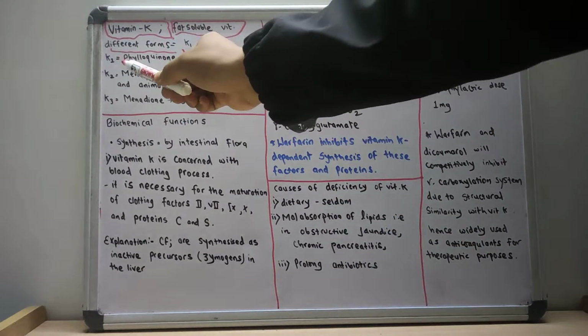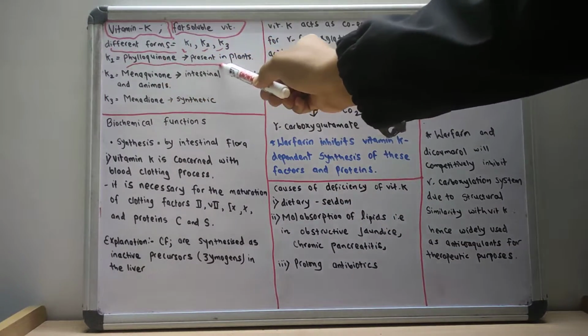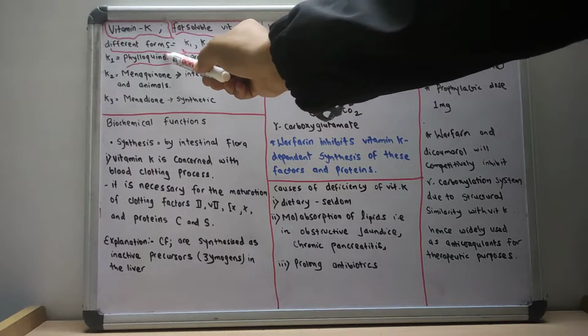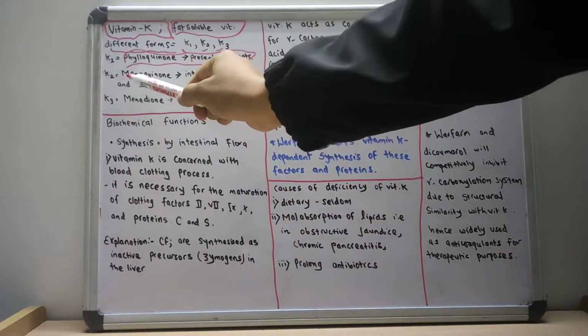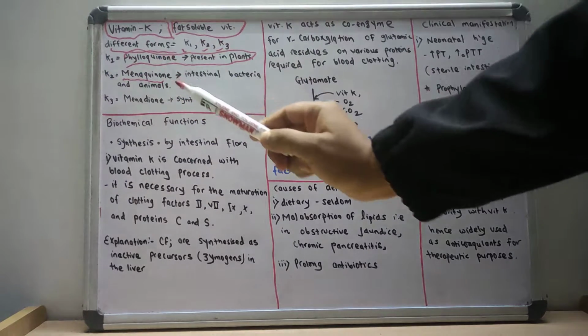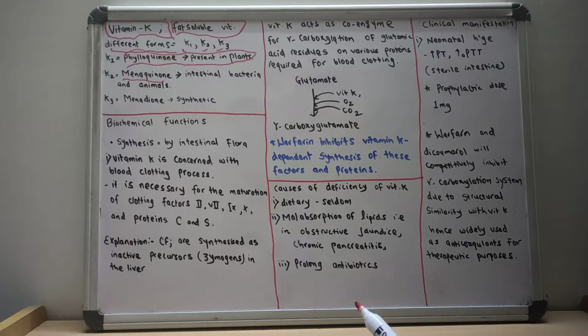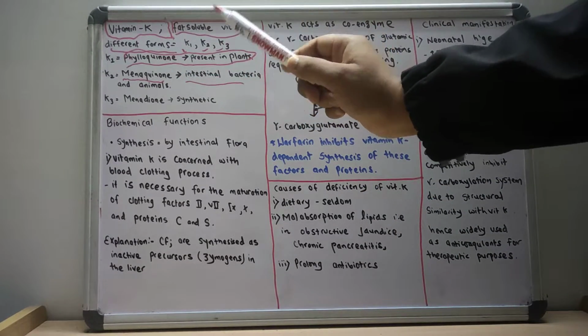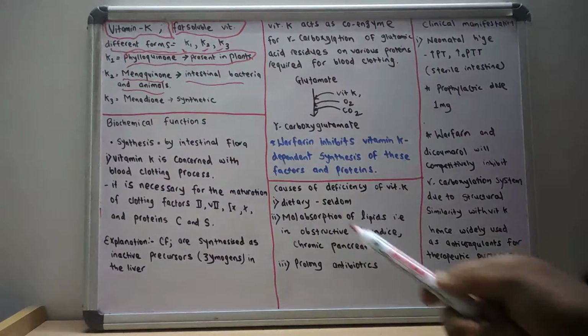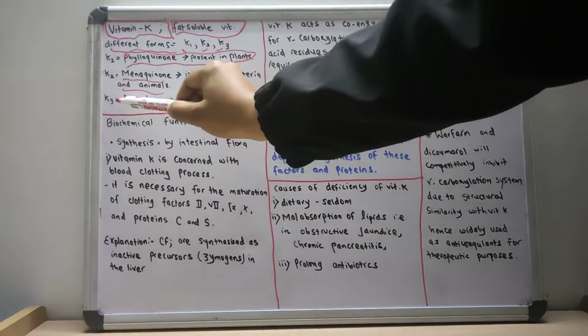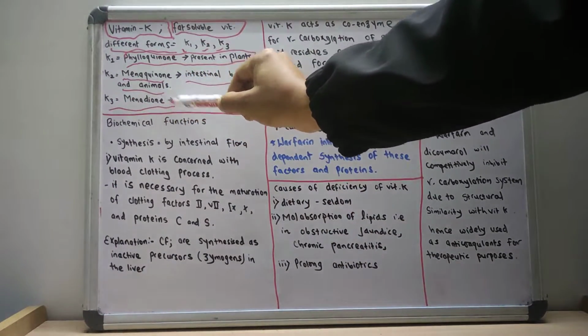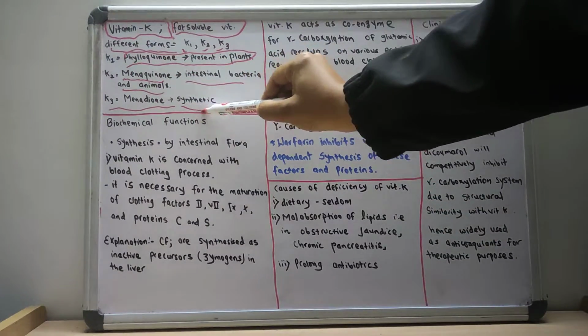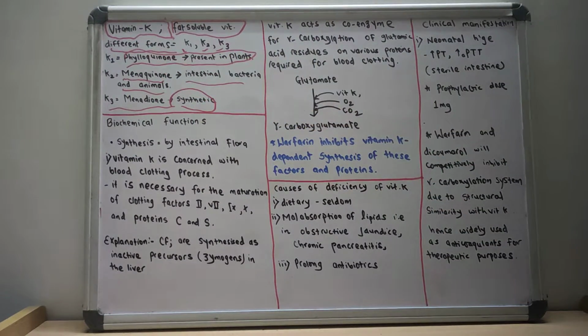K1 is phylloquinone. This phylloquinone is present in plants, and K2 is menaquinone. The K2 menaquinone is derived from the intestinal bacteria, and it is also found in animals. K3 is menatetrenone. It is the synthetic form of vitamin K.